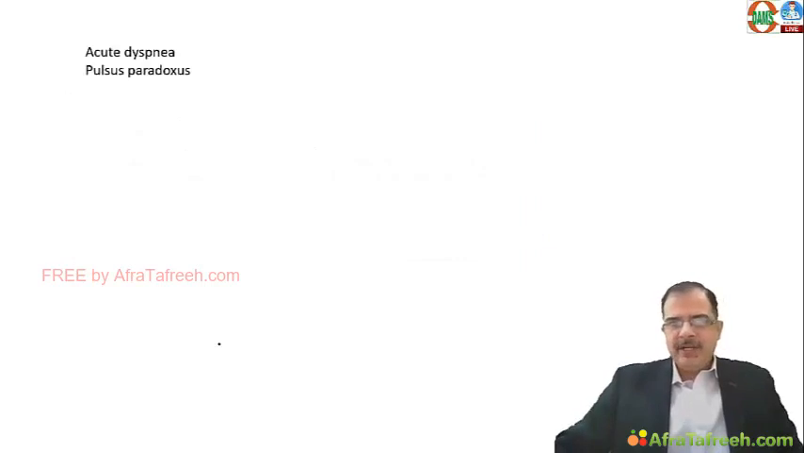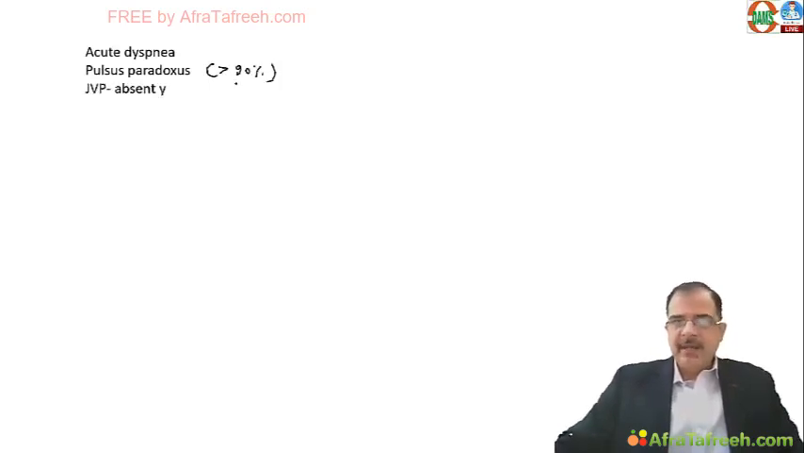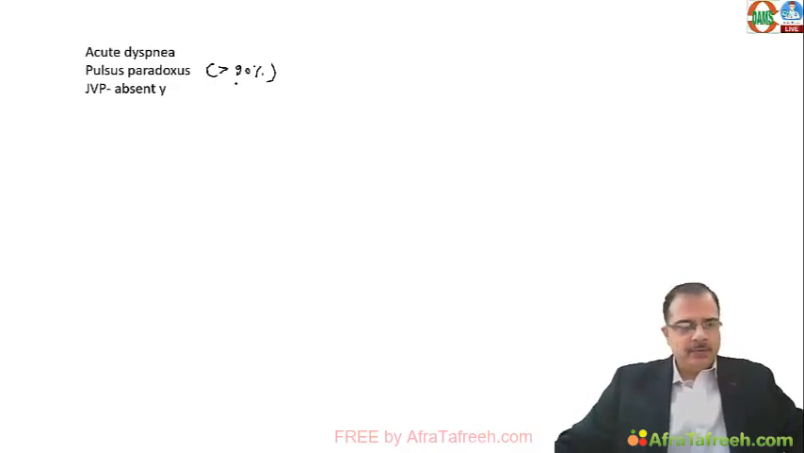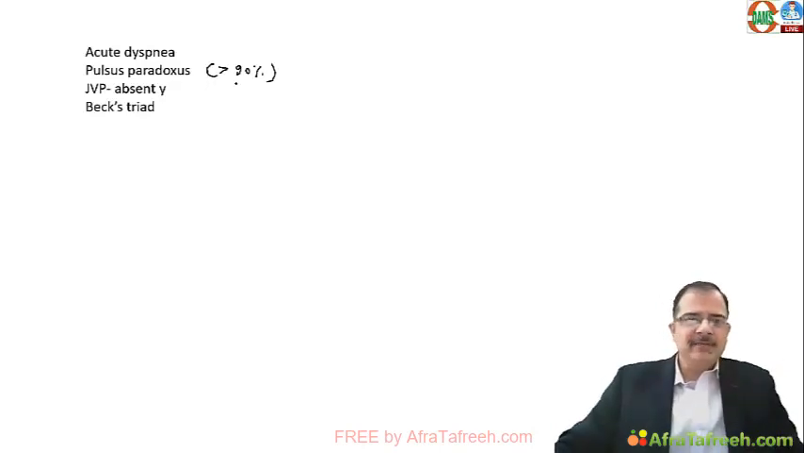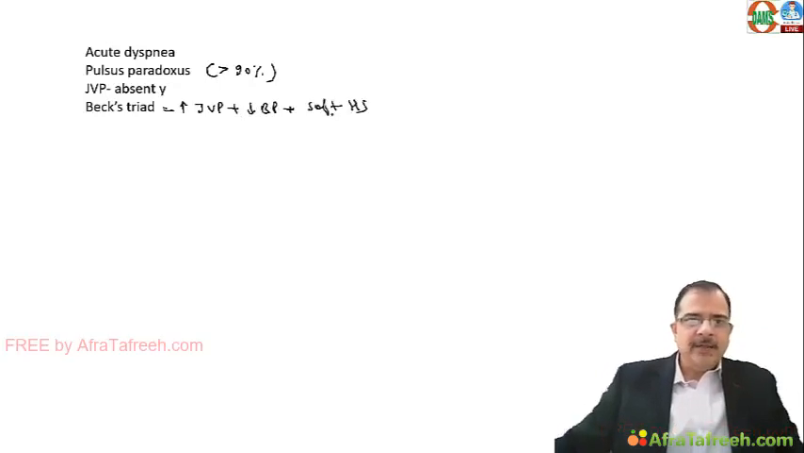Next one, patient has acute dyspnea. Pulsus paradoxus is present in more than 90% of these cases. JVP with absent Y descent is given. So this information is sufficient to make a diagnosis of this medical emergency. Beck's triad is given to you: a raised JVP, low blood pressure, and soft heart sounds.